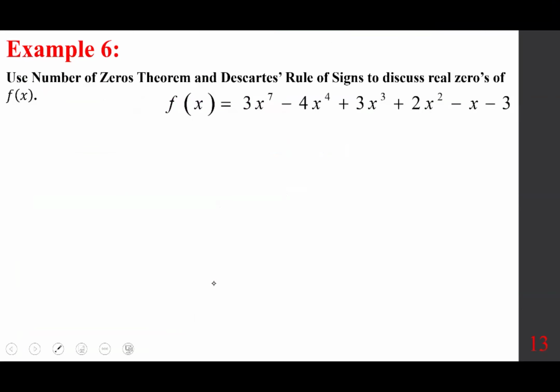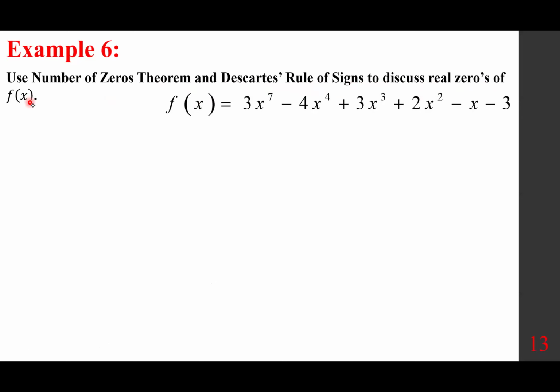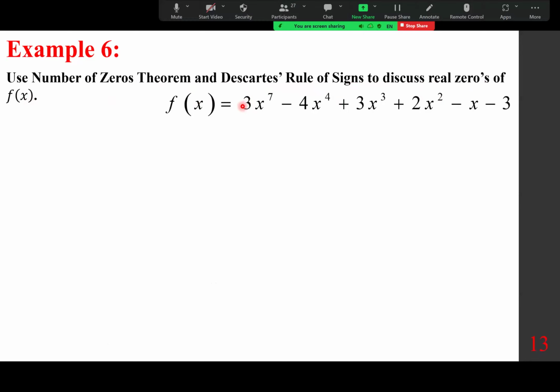Finally, I want to remind you of the question we did before, and it's helpful for this one. Use the number of zeros theorem and Descartes' rule of signs to discuss the real zeros of the function f of x. In this case, we want to discuss all zeros, including imaginary. So here's what Descartes' rule of signs tells us. You look at f of x and the signs, just the sign. This is 3, that means positive. This is negative 4, that means negative. This is positive 3: positive, positive, negative, negative.